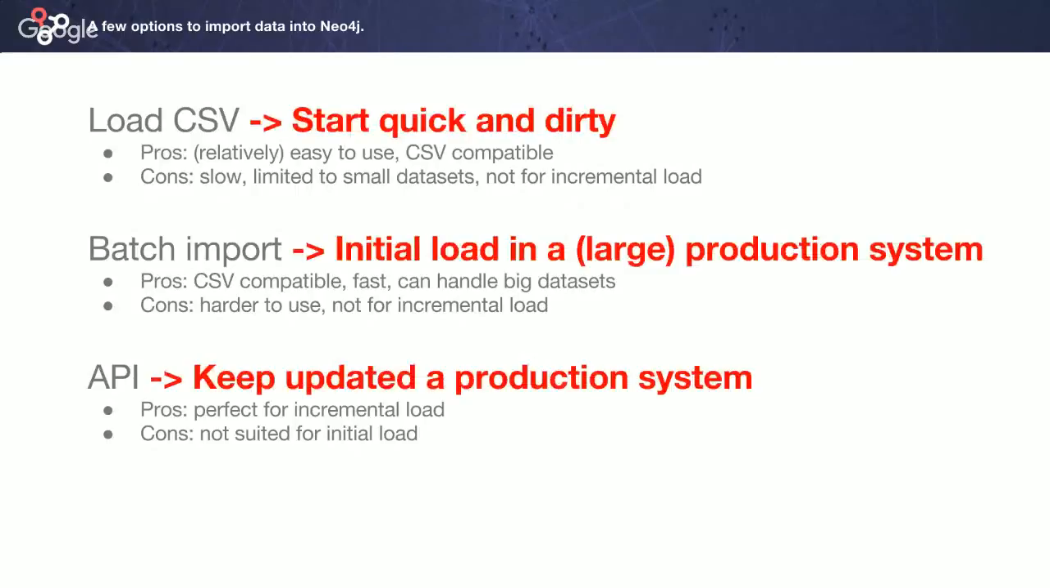To summarize, I'd like to say that the load CSV feature is best to start quick and dirty, whereas the batch import is best for an initial load of a large data set for a production system. And finally, the API is best used to keep a production system updated. So really, three options for three distinct uses.